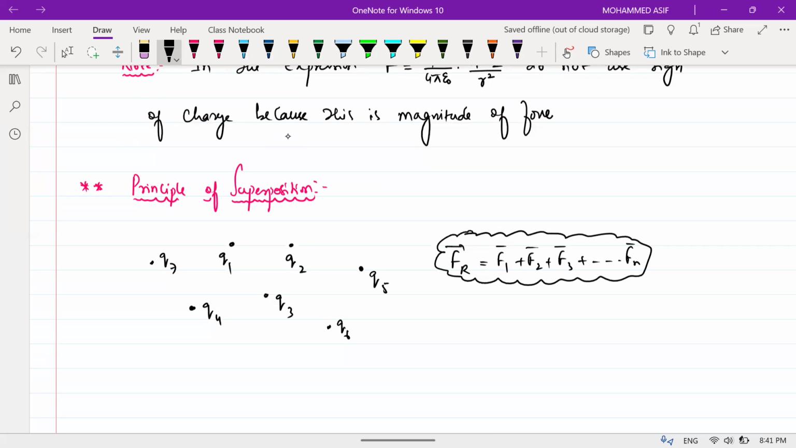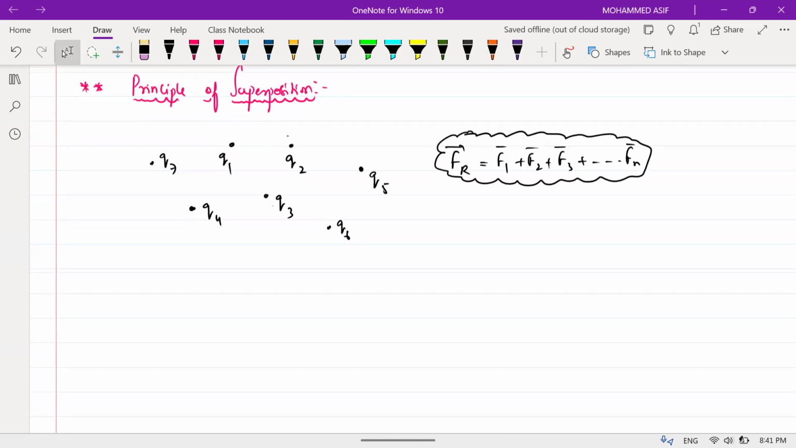Like say between Q1 and Q4, you assume that Q2, Q3, Q5, Q6, Q7 are not there. You just calculate the force between Q1 and Q4, you'll get one force. Then you'll get the force between Q1 and Q2, then Q1 and Q3, Q3 and Q5, Q5 and Q6. Like that, whatever number of pairs you can make, you calculate the force for those pairs and add them vectorially. That is known as your principle of superposition. Am I clear? Clear, sir. Very much important. This is really very important for doing the numericals better.